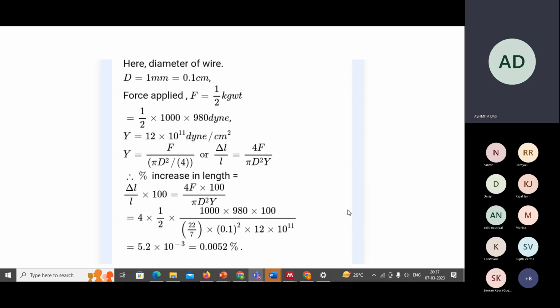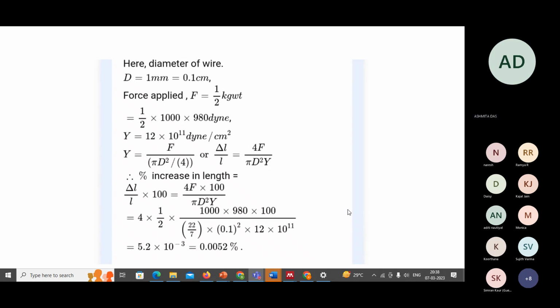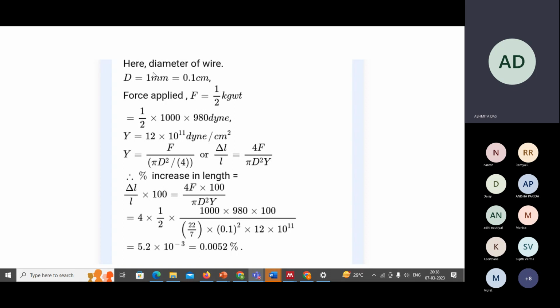Hello, is the slide still visible? Yes. So, as per the question, the diameter of the wire is given as 1 millimeter, or we can convert it as per our convenience to centimeter, that is 0.1 centimeter. Now, moving to the next part, the force is mentioned as half kg weight, right? Weight is considered as a force as per the law of physics.